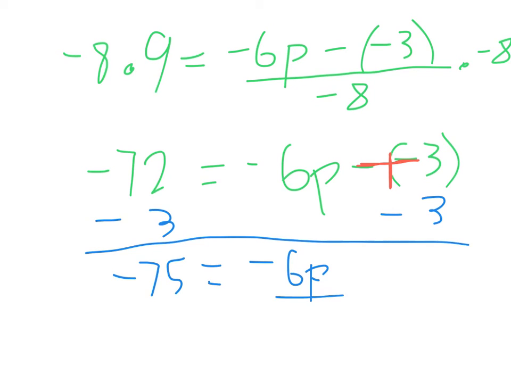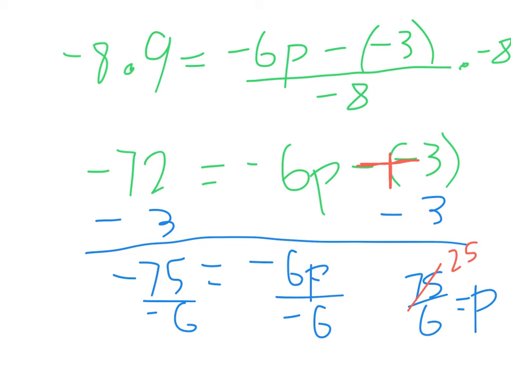Divide both sides by negative 6. And we get p equals positive 75 over 6. Ooh, the answer is a fraction. That's scary. That can also be reduced. 75 can be divided by 3. 75 divided by 3 is 25. Hi, Saki. My kitty Saki is here. And 6 divided by 3 is 2. So the answer is really 25 over 2.